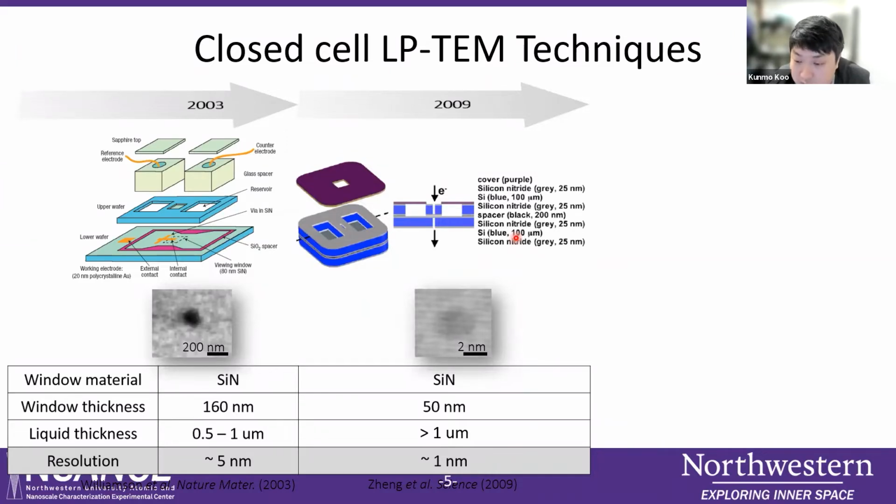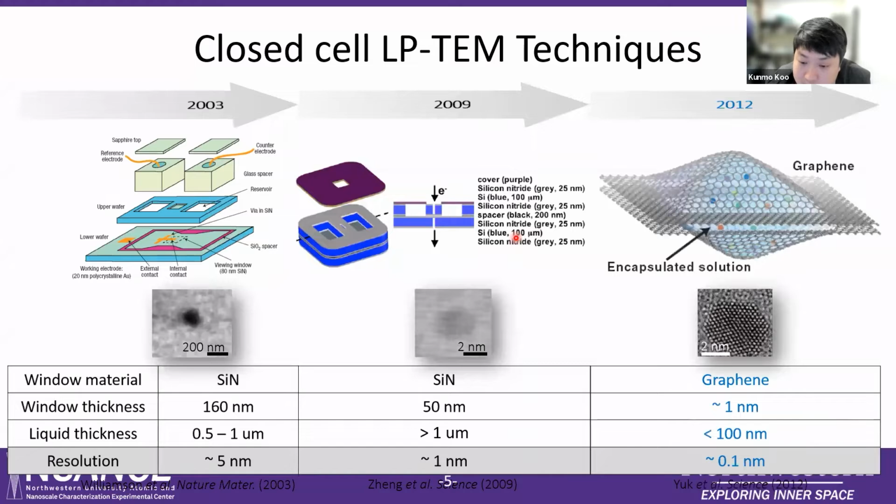However, the intrinsic problem of thick nitride and thick liquid due to the bulging effect limits the achievable resolution to around 1 nanometer. To overcome the resolution limit of the nitride-based cell, in 2012, the graphene liquid cell was developed. In this method, a small amount of liquid is hermetically sealed between 2 layers of single-layer graphene by van der Waals force. Since the thickness of both membrane and liquid is very small, atomic resolution imaging was enabled.